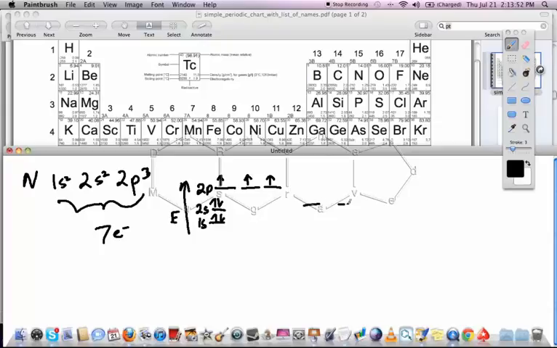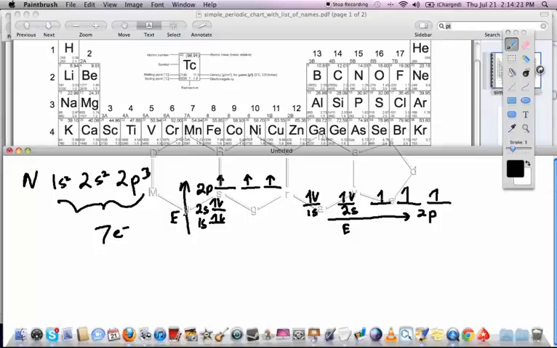The other way you'll see this expressed is like this. So instead of up and down, we assume that energy is going this way, and this would be 1s, 2s, and this would be 2p. And again, we have the 1, 2, 3, 4, 5, 6, 7. So that's how we would handle something like nitrogen.